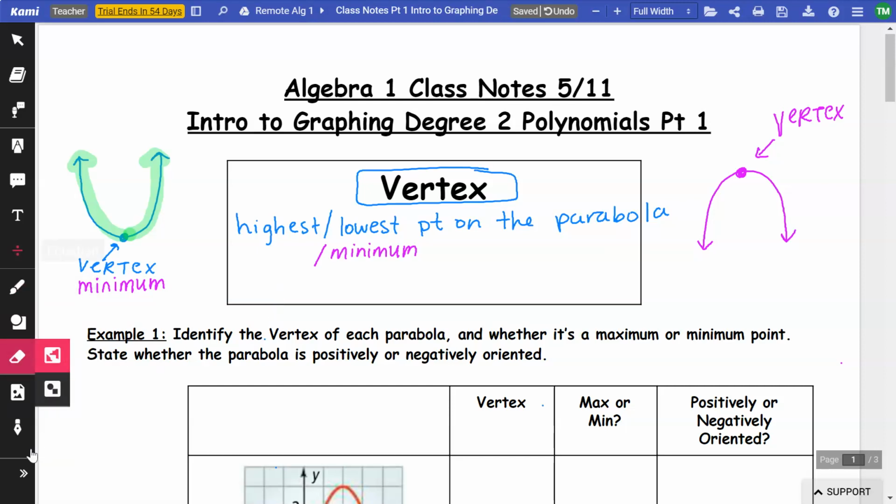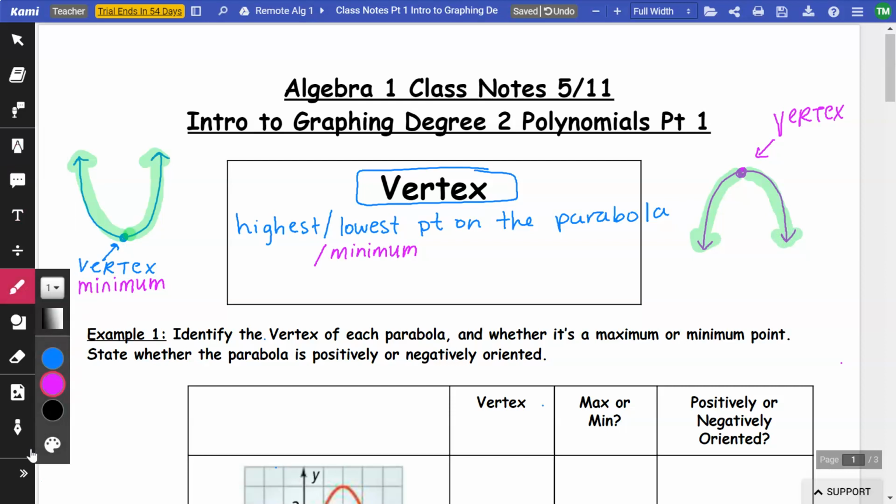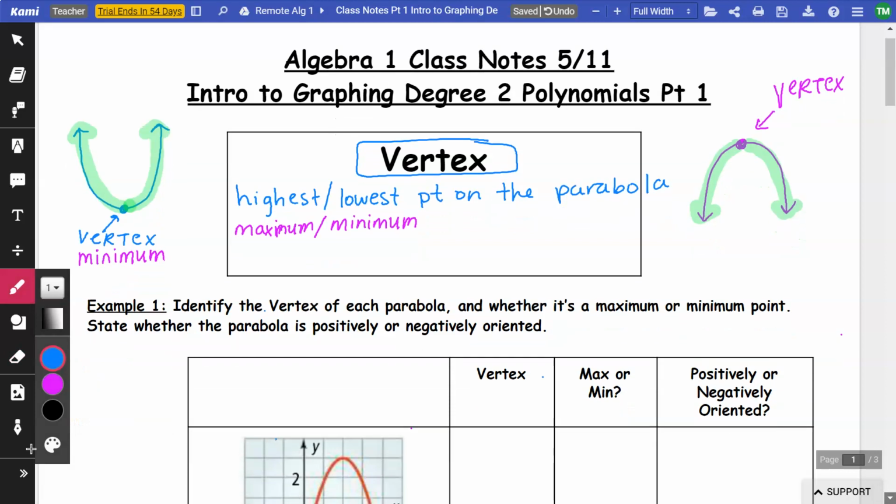And likewise, if you look at our parabola over here, here's our vertex. All of these points are below the vertex. That vertex is the highest point on our parabola. Therefore, that vertex is also the maximum.